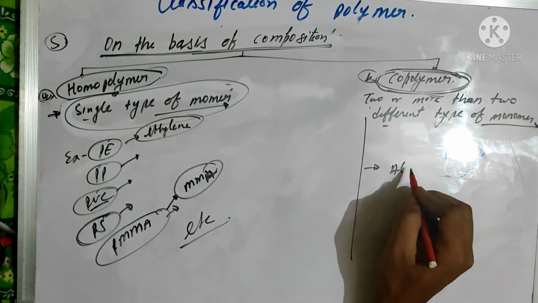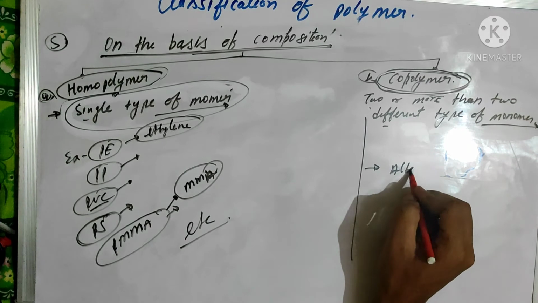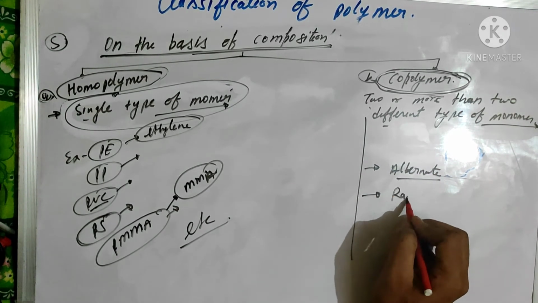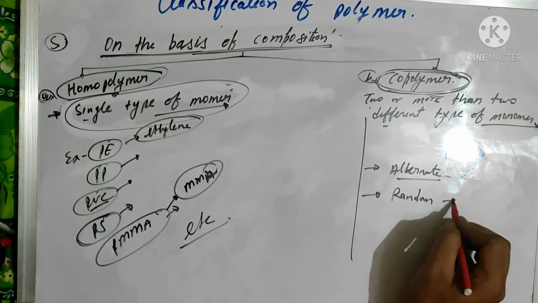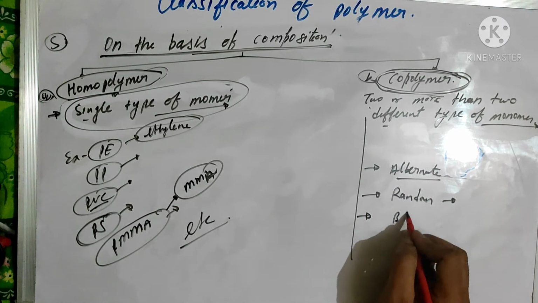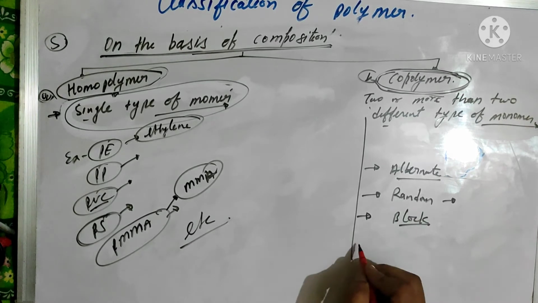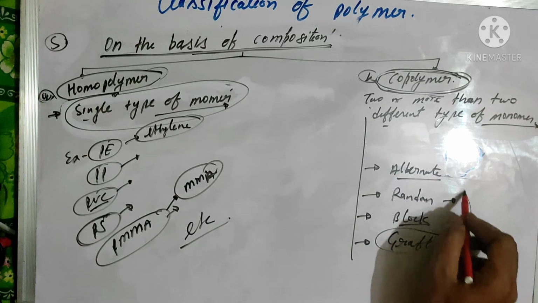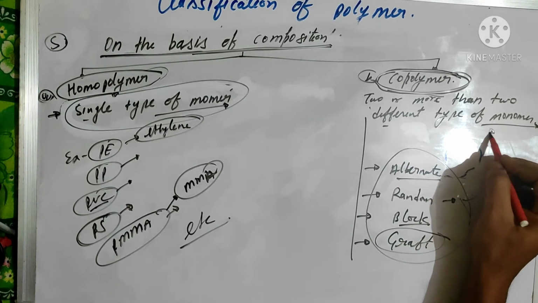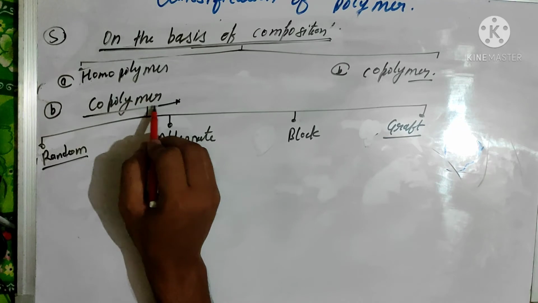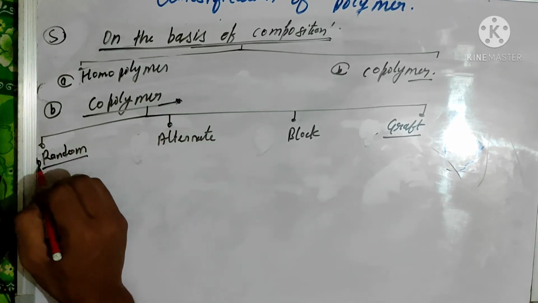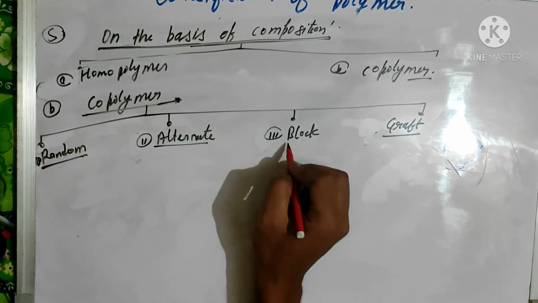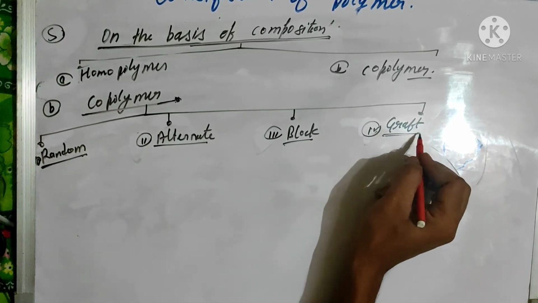One is the alternate copolymer, random copolymer, block copolymer, and graft copolymer. This is the category of copolymer. Copolymer is further classified into four types. First is random copolymer, second is the alternate copolymer, third is block copolymer, fourth is graft copolymer.